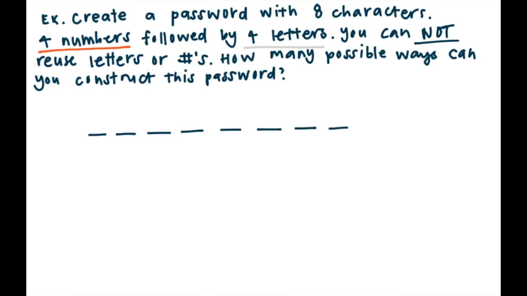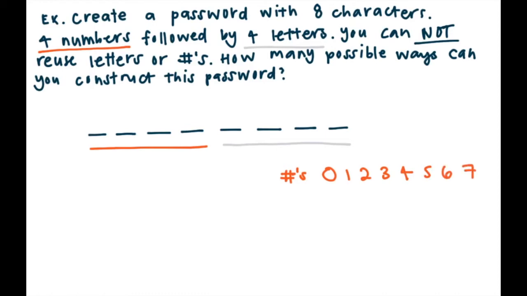And then it says I can have 4 numbers first, so it's these 4, followed by 4 letters, these 4. And then it's telling me that I cannot reuse letters or numbers. Okay, so to figure out my options for numbers, I'm just going to start listing off the numbers. So I have 0, 1, 2, 3, 4, 5, 6, 7, 8, 9. And if you count up those digits, that gives you a total of 10 options.